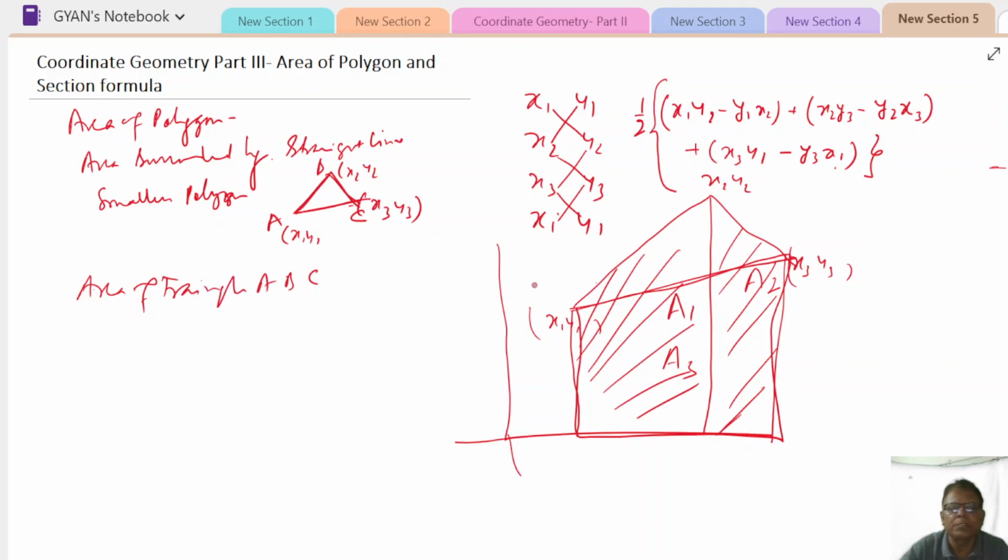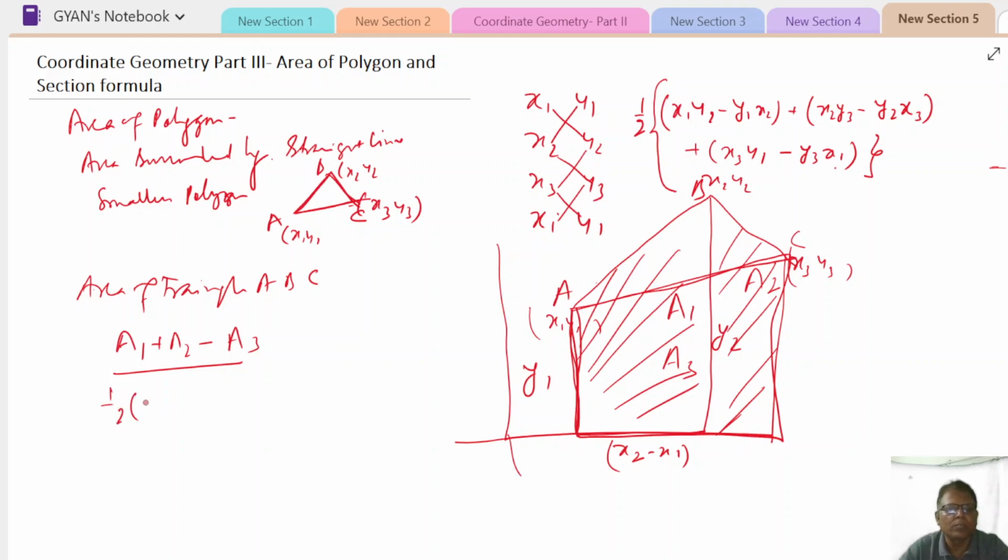Then the area of triangle ABC, this is A, this is B, this is C, will be A1 plus A2 minus A3. So this length is y1, this length is y2, and this is x2 minus x1. So this trapezium will be half into (y1 plus y2) into (x2 minus x1).